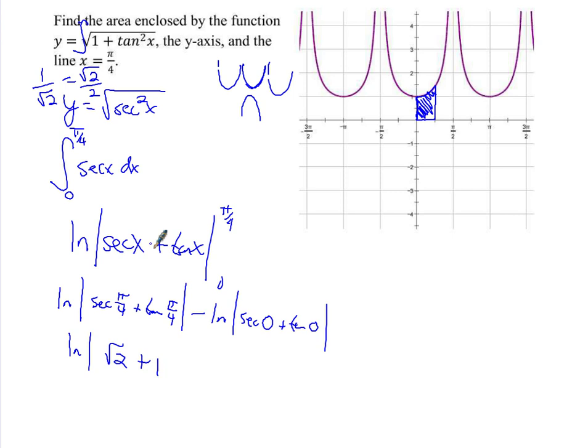This is secant x plus tangent x, minus the natural log of the absolute value of secant 0. Secant 0: secant is 1 over cosine. Cosine at 0 is 1. So we have 1 over 1, which is 1. Plus tangent 0.